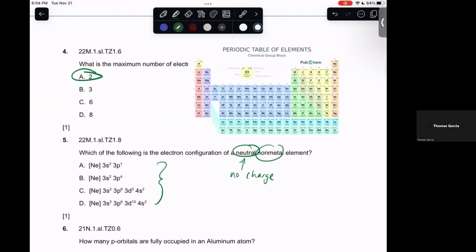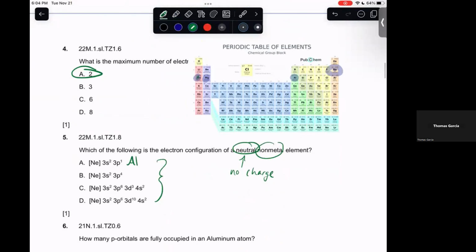Ne3s2 3p1. So Ne, so we're moving over here, 3s2 3p1. This is referring to aluminum. Ne3s2 3p4. So again, 1 2 1 2 3 4. This is referring to sulfur. We already hit it. We can go to the other ones. Ne3s2 3p6 3d4, the 3p6 takes us all the way to argon.